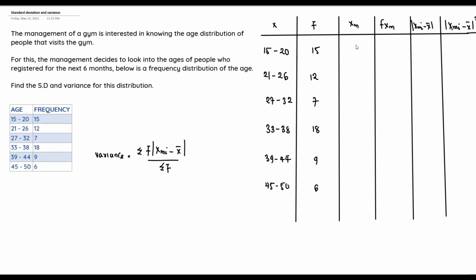So we're supposed to get the middle class, and the middle class is simply the average of the upper class limit and the lower class limit. So the middle class for 15 to 20 is going to be equal to 15 plus 20 divided by 2, and that's equal to 35 divided by 2. When we do the math with our calculator, 35 divided by 2 gives us 17.5. So we do the same for the rest.